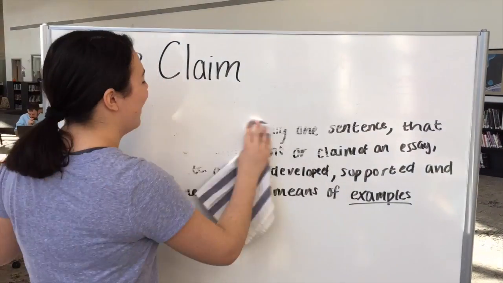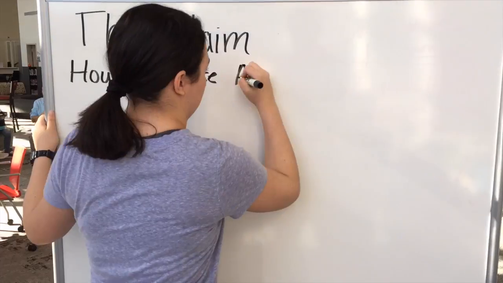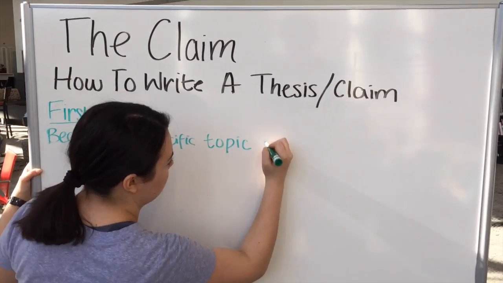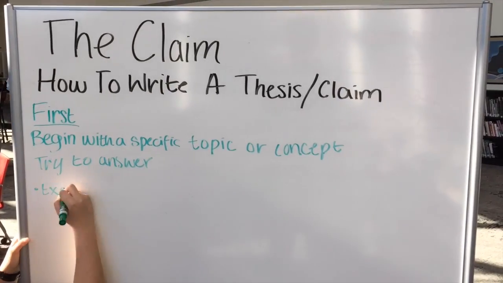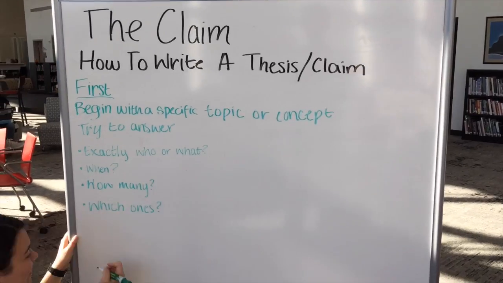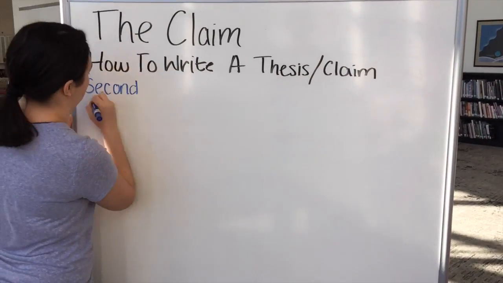There are three parts to any claim. The first part is to discuss a specific topic or concept. Answering the questions who or what, when, how many, which ones, or where will usually help you out when you're trying to figure out what you really want to be talking about in your essay.